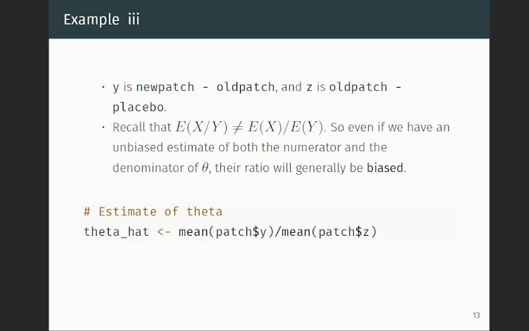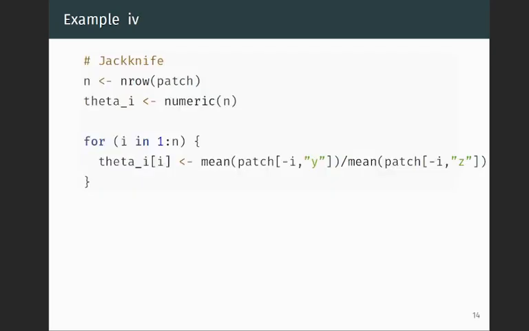So let's dive in. First of all, we can estimate theta. So theta hat will be the sample mean of patch$y divided by the sample mean of patch$z, right? So y is new patch minus old patch. And the expected value of a difference is the difference of the expected values. So this is a valid estimate of theta. And then let's use Jackknife to estimate the bias.